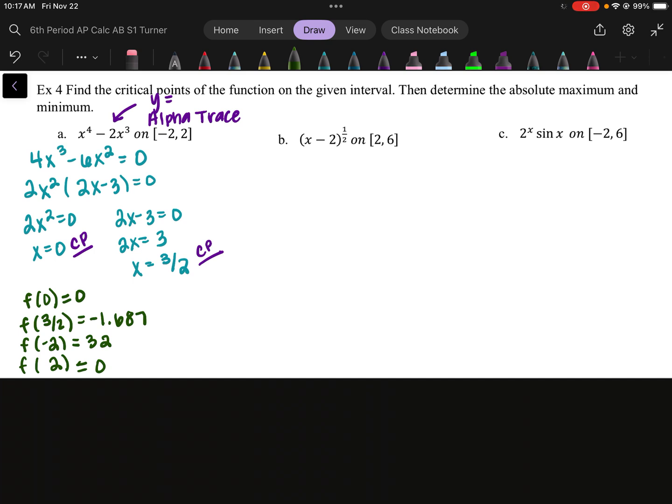And then our step 3 would be choosing the largest and the smallest to determine where those absolutes are taking place. So since negative 1.687 was our lowest value, we would state that this would be our absolute minimum. And then our highest value was 32, so this is going to be my absolute maximum.